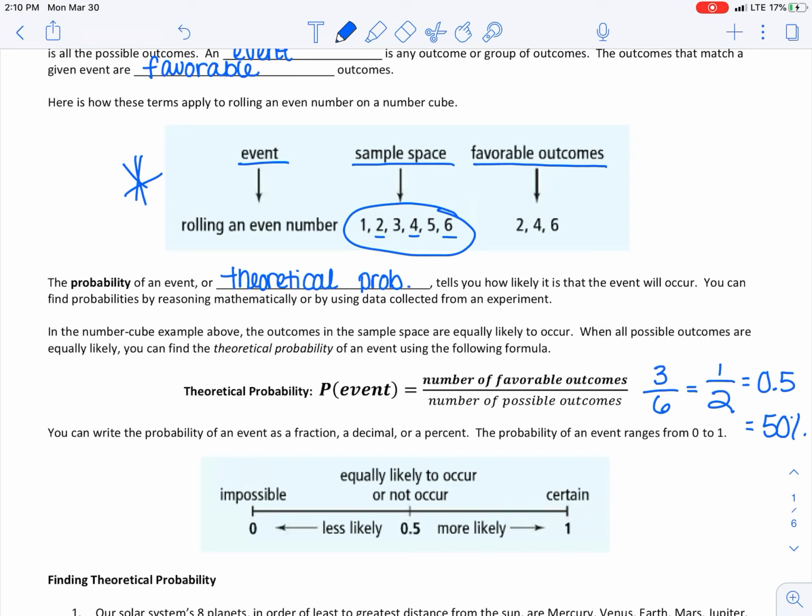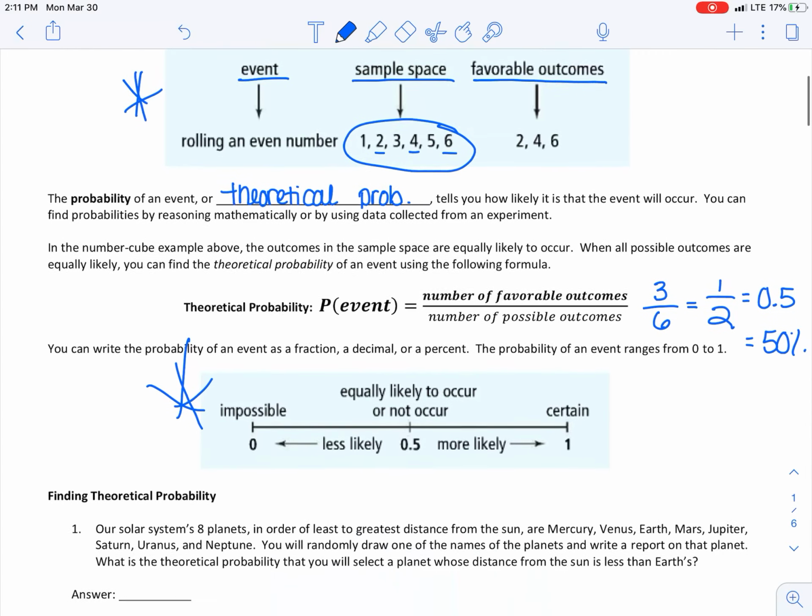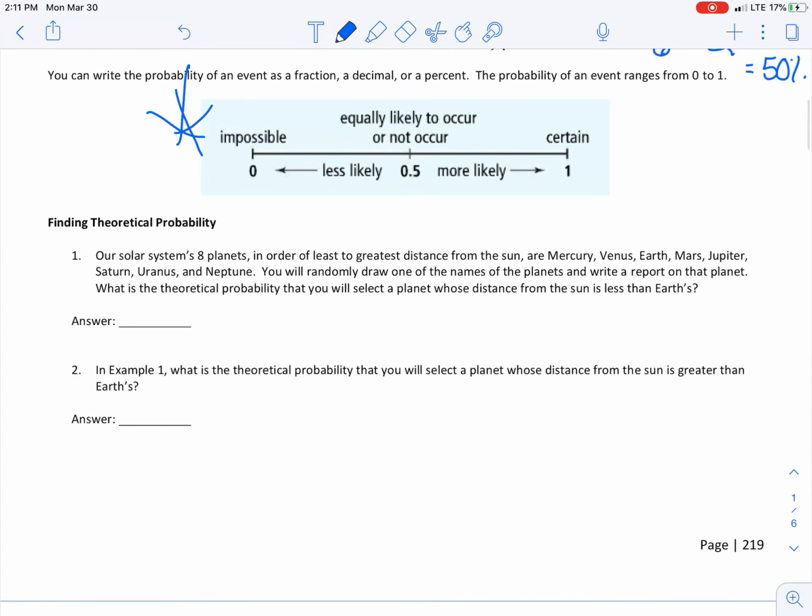Okay, somewhere in the middle, equally likely to occur or not occur. So that middle ground is at 0.5. So that would be like flipping a coin and saying, okay, I want you to flip heads. There's a 50% chance that you're going to flip heads, theoretically. Okay, so that's just giving you an idea of all of the possibilities whenever it comes to probability. Okay, so we're going to go ahead and find some probability here.